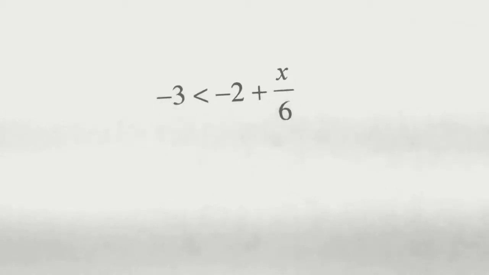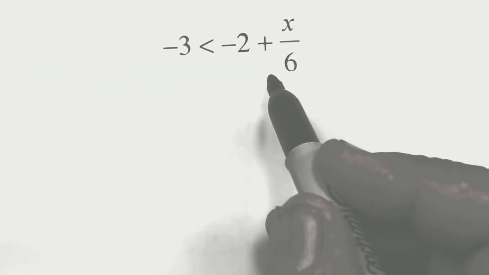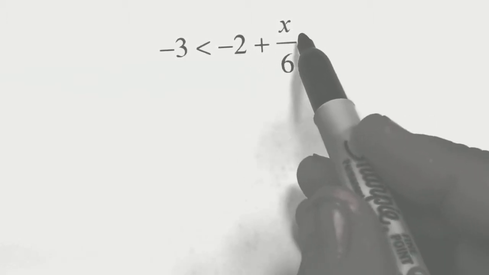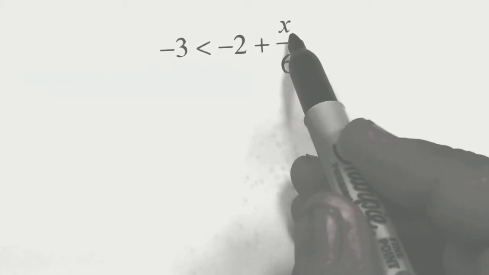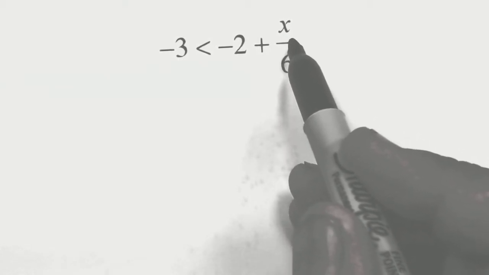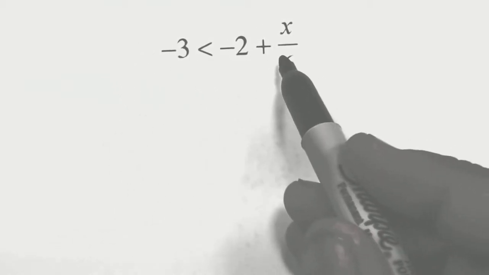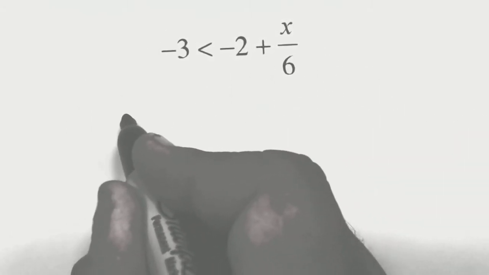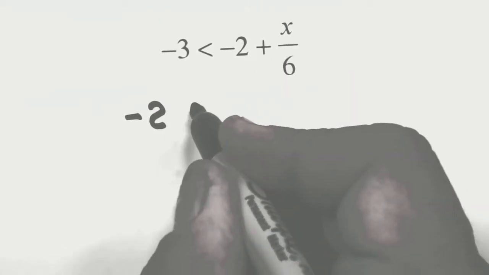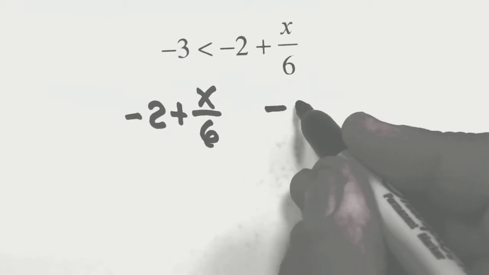Okay, well next up, we've got this guy. Now, let's demonstrate something we haven't done here yet. Notice the variable only occurs in one place, and it's on the wrong side. So we could do something here to get this guy over on the other side. I can interchange the whole sides all at once. Let me do that. Negative 2 plus x over 6, and then we have the negative 3.